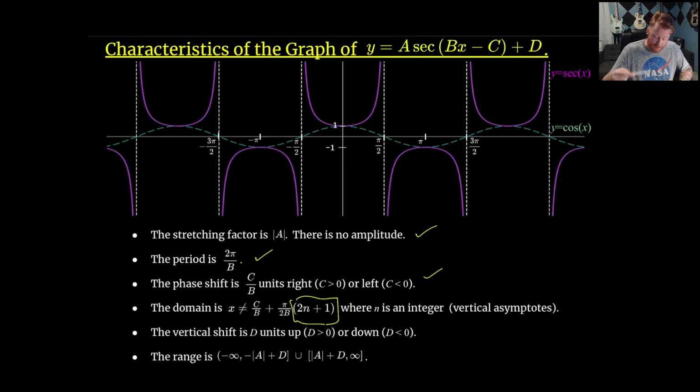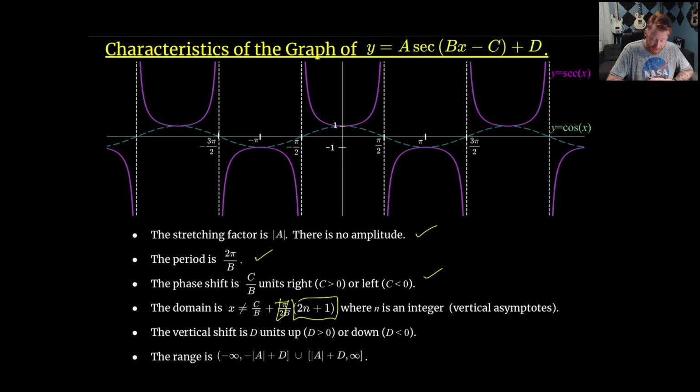Think about plugging in numbers for n. If you plug in 0, you get 1. If you plug in 1, you get 3. If you plug in 2, you get 5, etc. So no matter what value of n you plug in, you always get an odd number. So we're always multiplying some odd number by pi over 2. And that's also being divided by b to correspond to some stretch or compression in the horizontal direction. And then the c over b corresponds to that horizontal shift. So we are still looking at odd multiples of pi over 2.